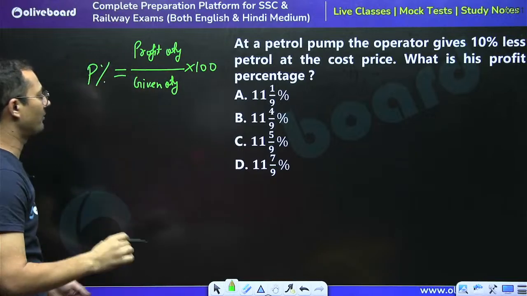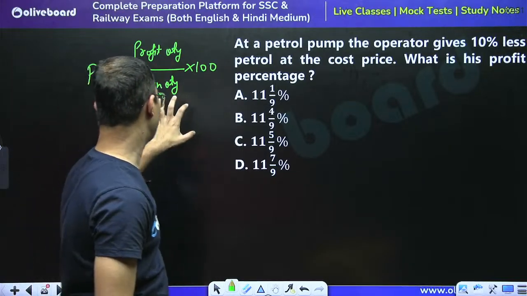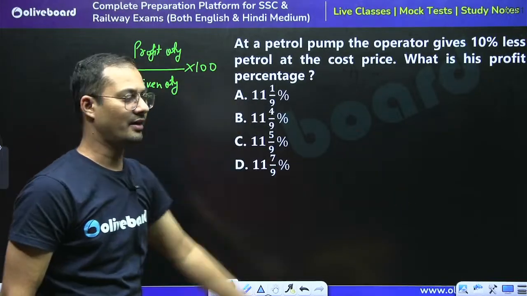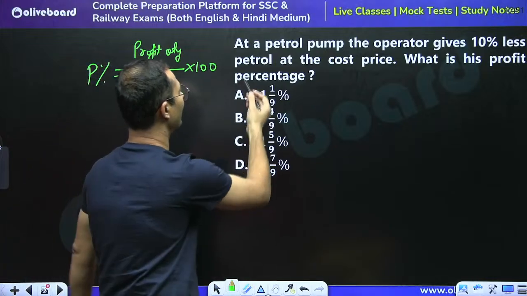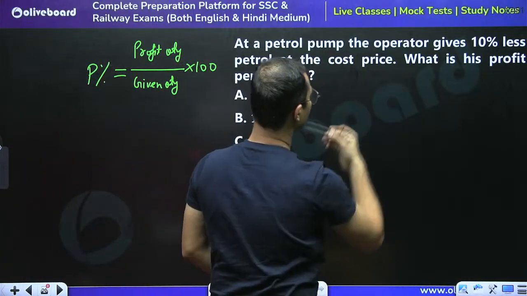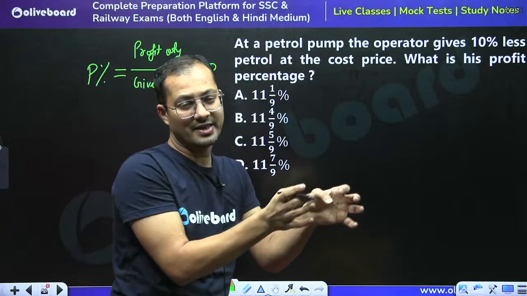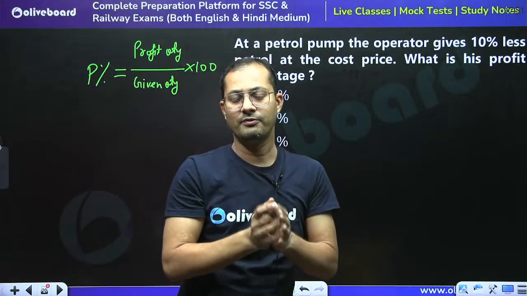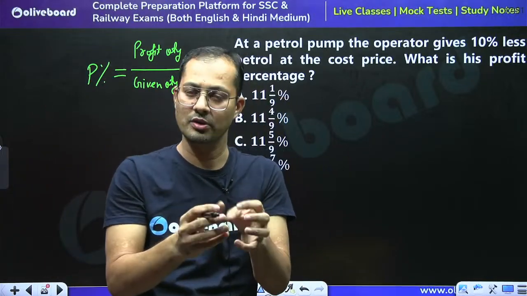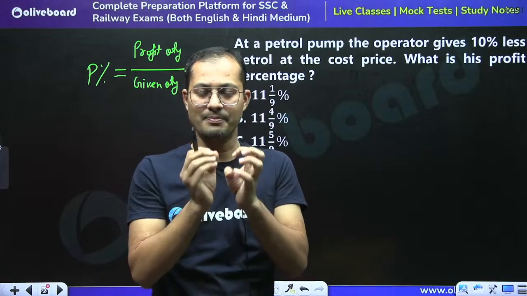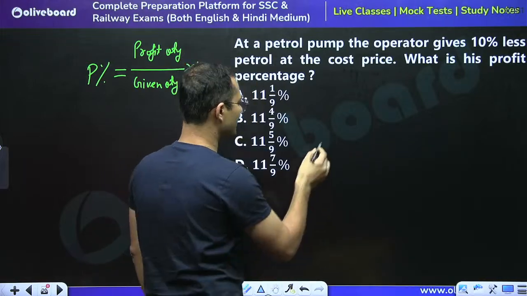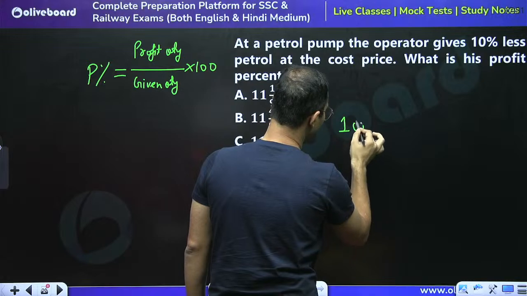This is the basic formula, right? Profit is the quantity divided by the given quantity, into 100. So simply I can say that at a petrol pump, the operator gives 10% less petrol. If he is giving 10% less petrol for a price, it means he is going to save 10%. So there is a profit of 10%. So we can say that he is getting 10% profit.